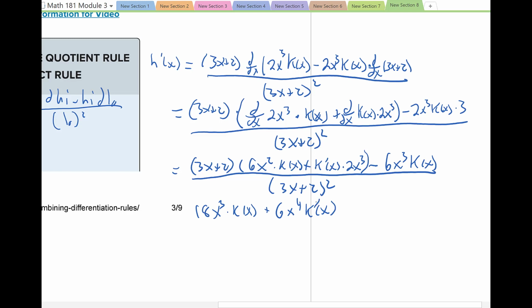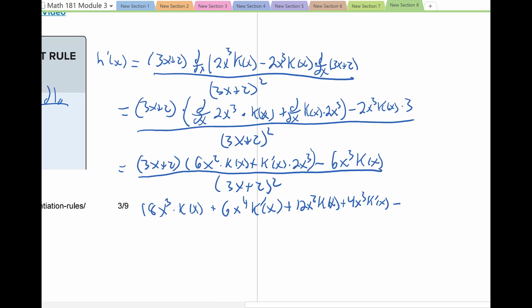And then I have 2, so plus 12x squared k of x, plus 4x cubed k prime of x, minus 6x cubed k of x.